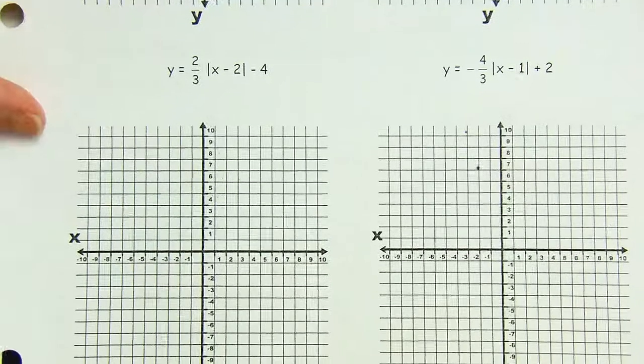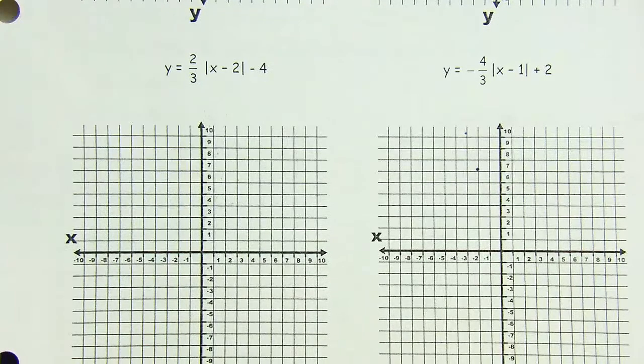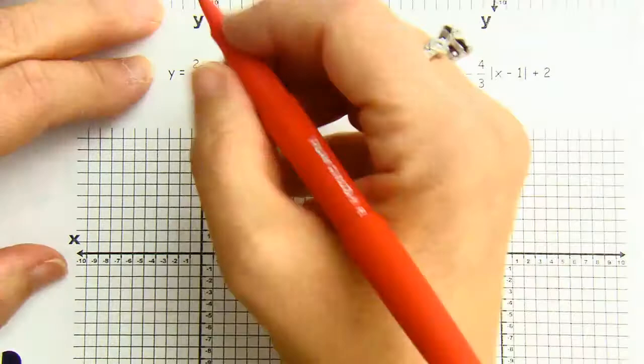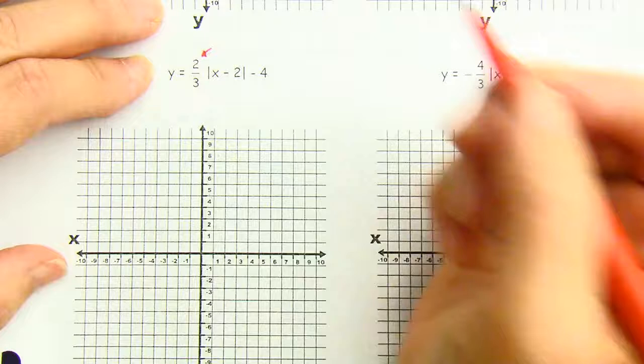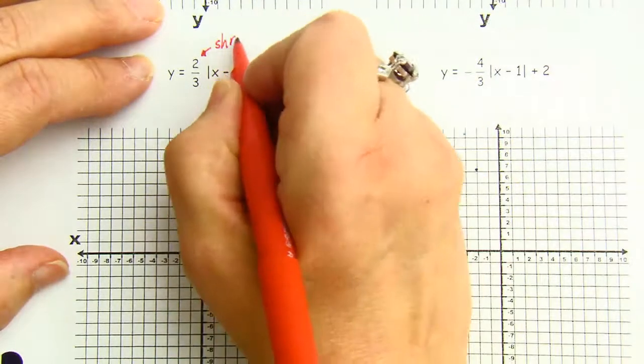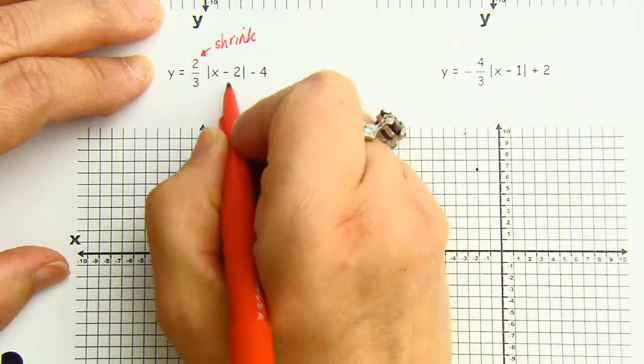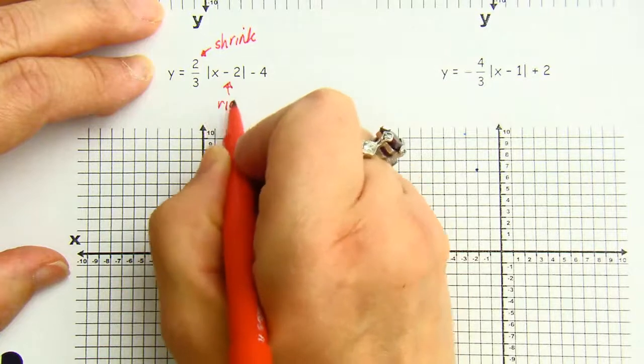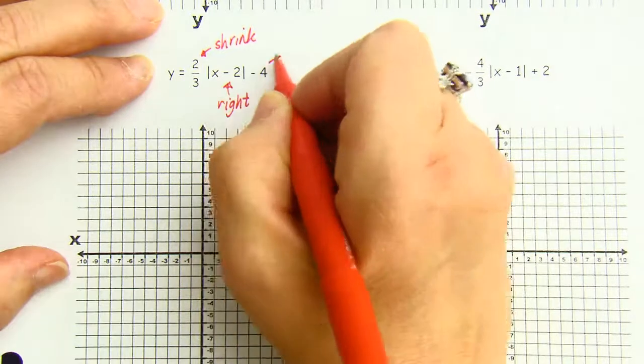Next one, 2/3. That's a shrink. Be careful with the fractions though, because if it's an improper fraction, then it's actually a stretch. But 2/3 is less than 1, so this is a shrink. This is not left, but to the right 2. And this is down 4.